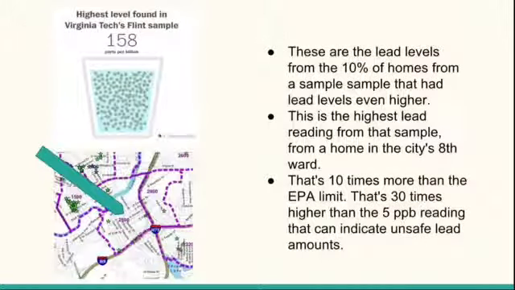This next slide talks about the highest level found in Virginia Tech's Flint sample. These are the lead levels from the 10% of homes from a sample that had lead levels even higher. This is the highest lead reading from that sample, from a home in the city's 8th ward. That's 10 times the EPA limit. That's 30 times higher than the 5 parts per billion reading that can indicate unsafe lead amounts. And this means that there's 150 parts per billion in this little glass of water right here, and 1 star equals 1 part per billion. And then this map just shows where it is located.